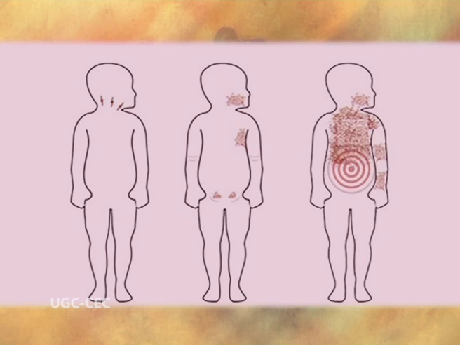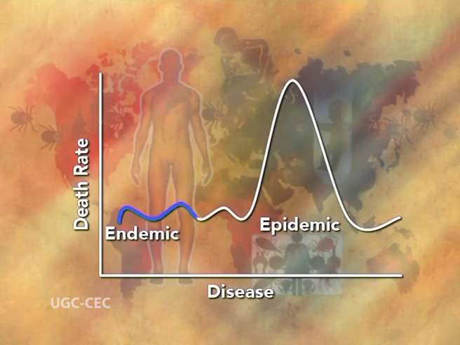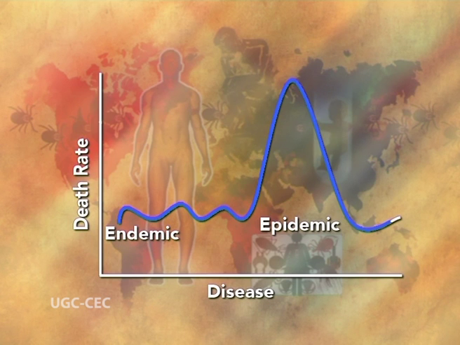A blotchy rash spreads from the abdomen to the chest to the rest of the body, but rarely to the hands and feet. Severe disease includes prostration, delirium, very low blood pressure and coma. The death rate can be very high during epidemics.